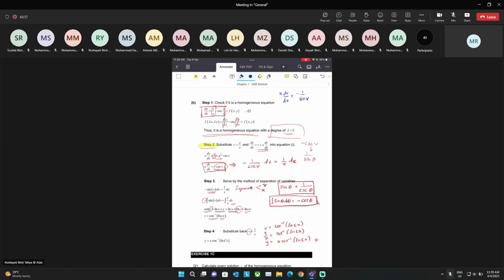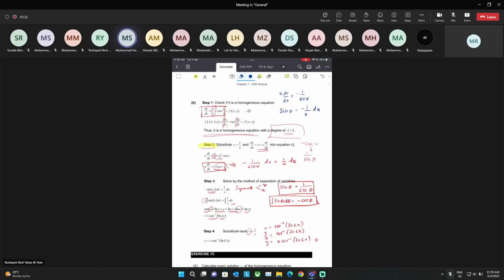Yes, betul. You can do it like this also. So that you just change, you can do it like this. So it becomes sine v equal to negative 1 over x dx. The same thing. Dapat tak yang sama? Same thing, right?